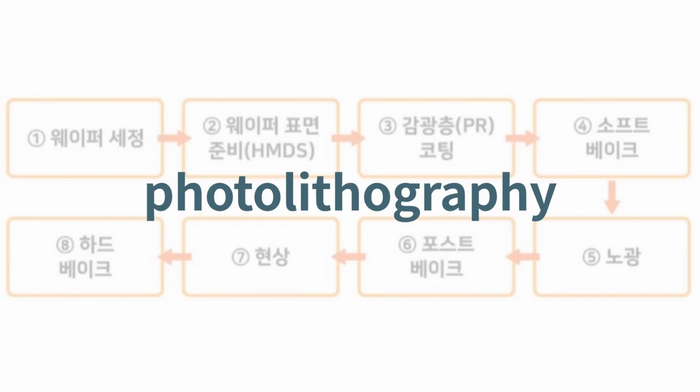I will begin by providing a brief overview of the photolithography process. The sequence of photolithography is followed and aligns with what is displayed on the screen. First, wafer cleaning. Second, wafer surface preparation. Third, photoresist coating. Fourth, soft bake. Fifth, exposure. Sixth, post bake. Seventh, developing. Eighth, hard bake. We will focus on steps 3, 5, and 7 in detail in the next slide for a more comprehensive understanding.